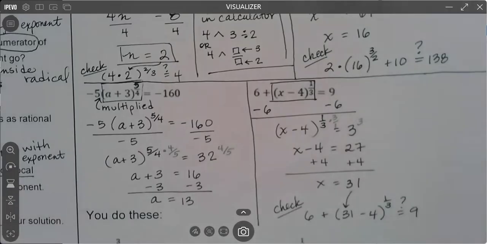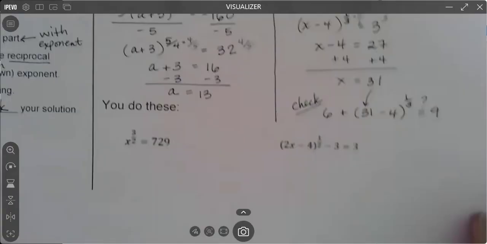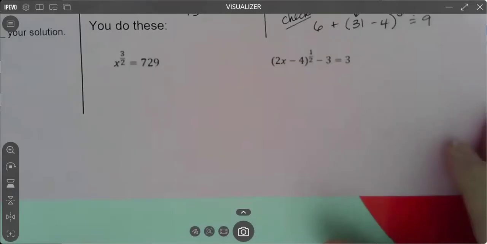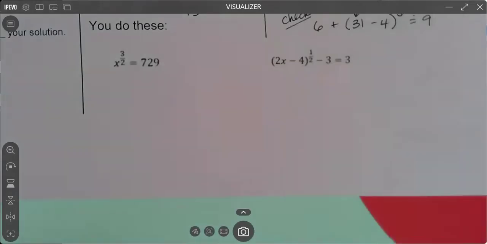There's 2 problems here for you to work on. Go ahead and pause your video and work these out, and then you can unpause and we'll check here that your work is correct. Also, you can substitute and check your work since you have equations.